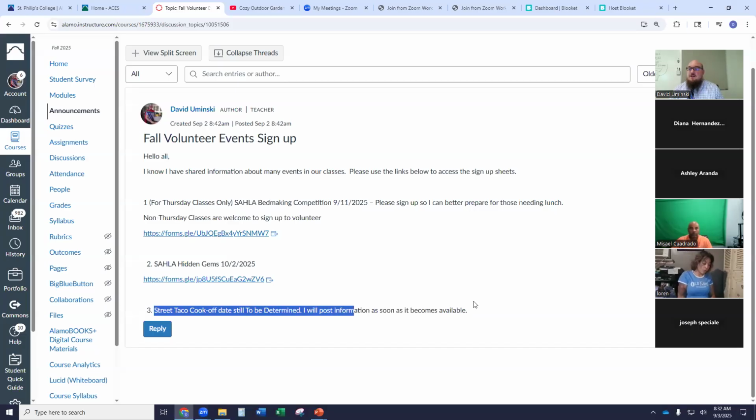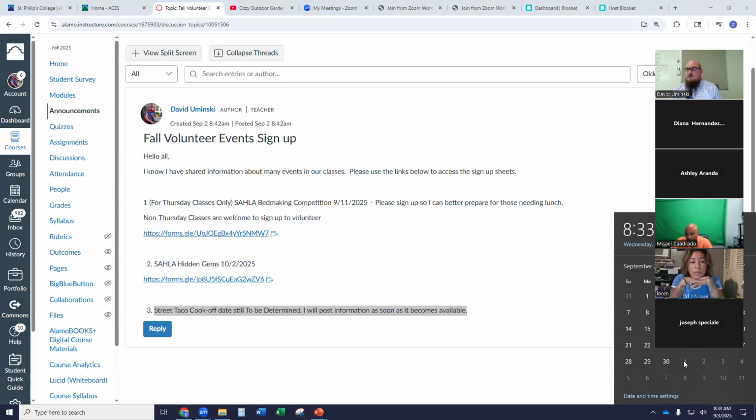The street taco cook-off, the date is still to be determined. They sent me 4 dates yesterday. They were either Saturday or Sunday. So it's going to be during the weekend this year, right around, I think it was the 25th, 26th, or the 1st and 2nd. So I'm letting them pick the date. So as soon as that's available, I will let y'all know.